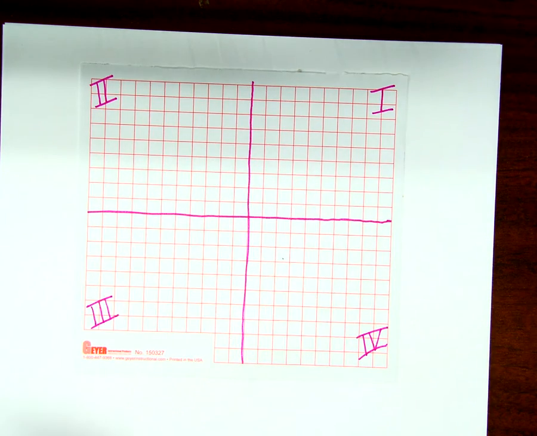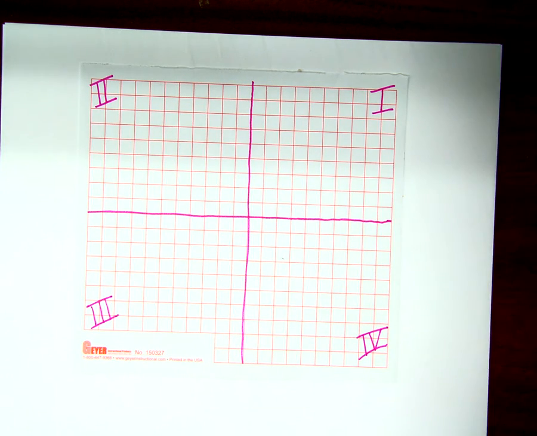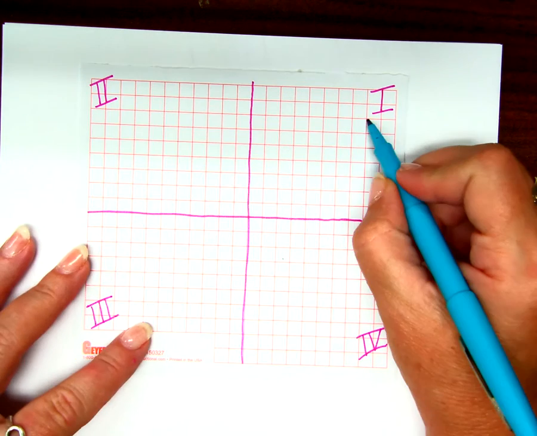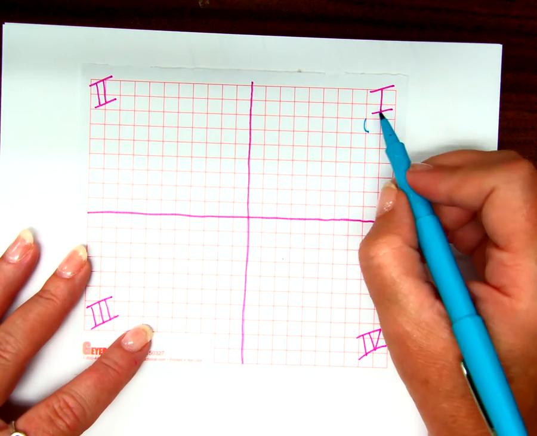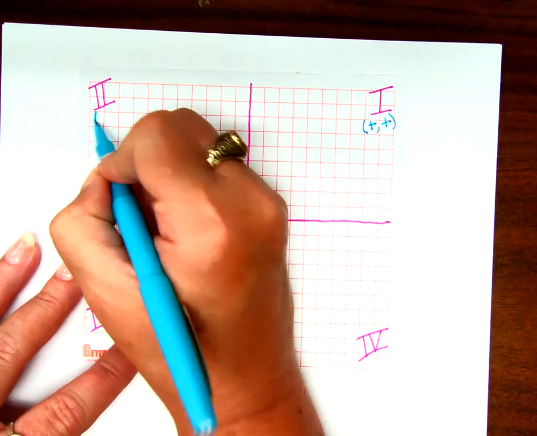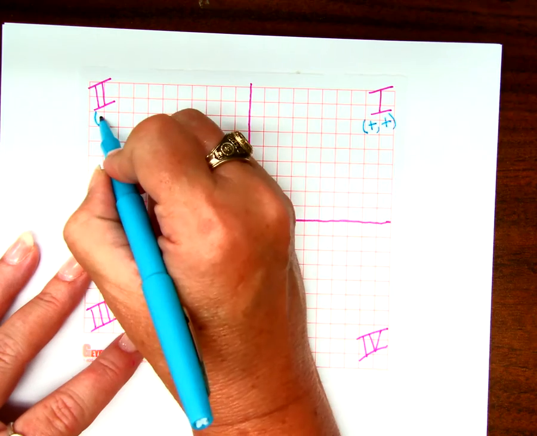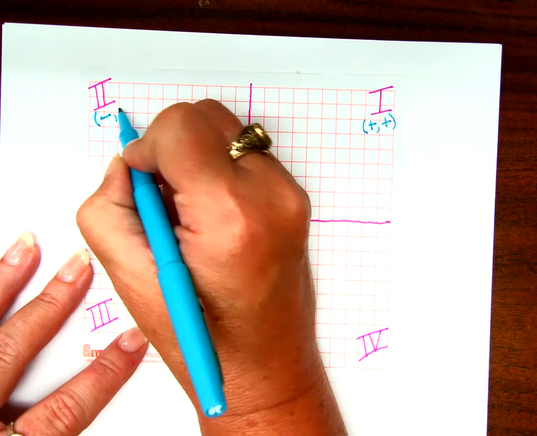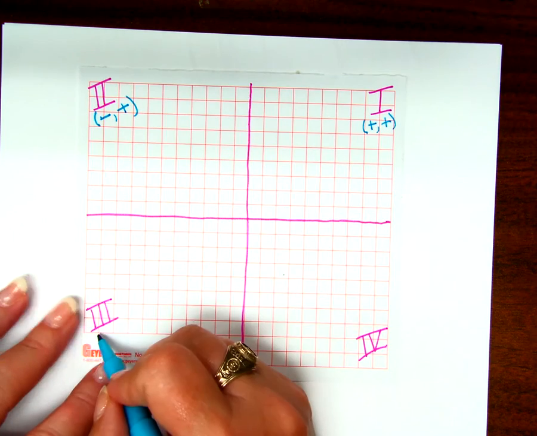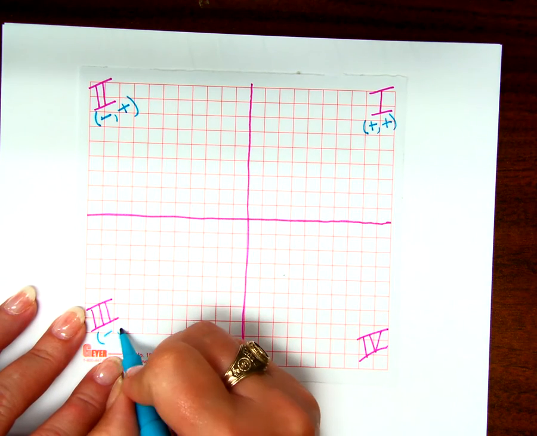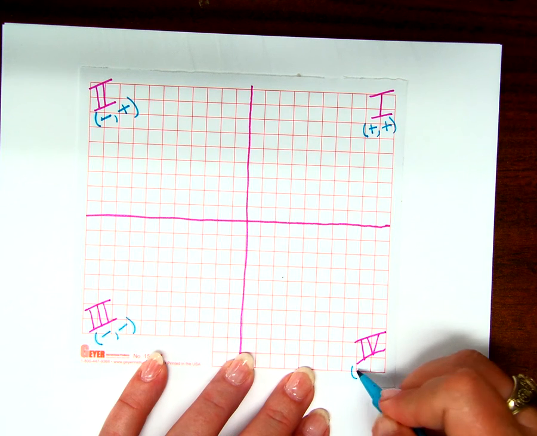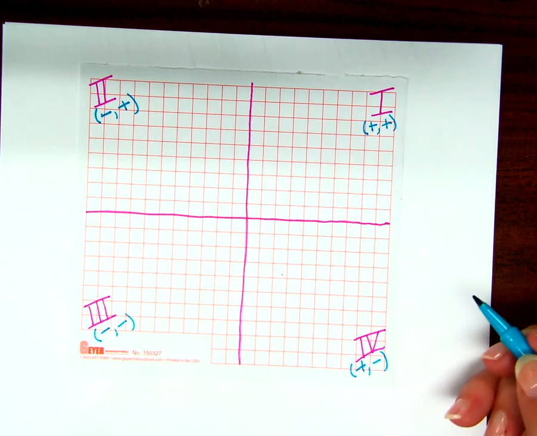Okay? What's the pattern of signs in the coordinates? What kind of signs are in quadrant 1? Positive and then positive. What kind of signs are in quadrant 2? Negative and then positive, right? Because we go left and then up. What kind of signs are in quadrant 3? Negative, negative. And what kind of signs are in quadrant 4? Positive, negative. Okay.